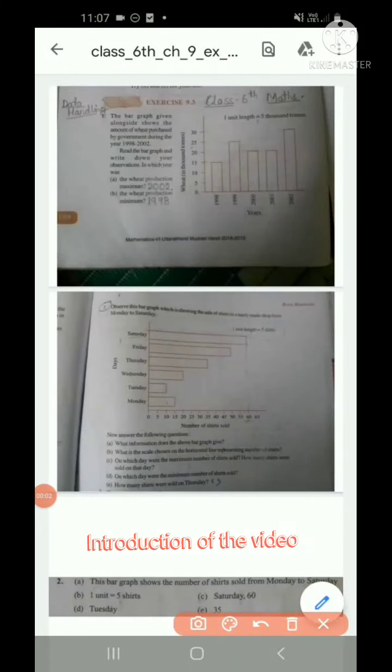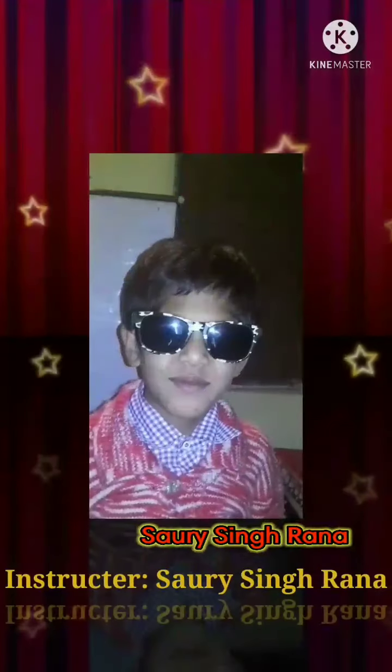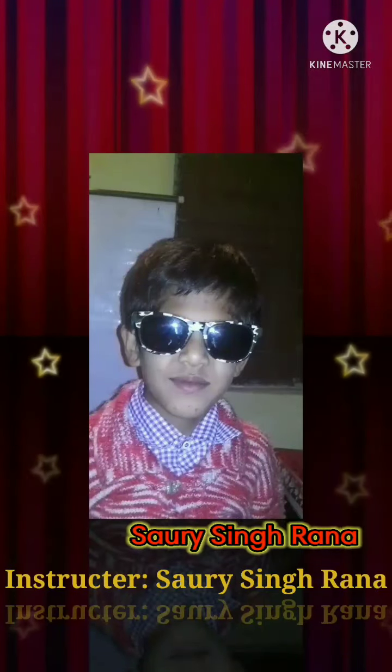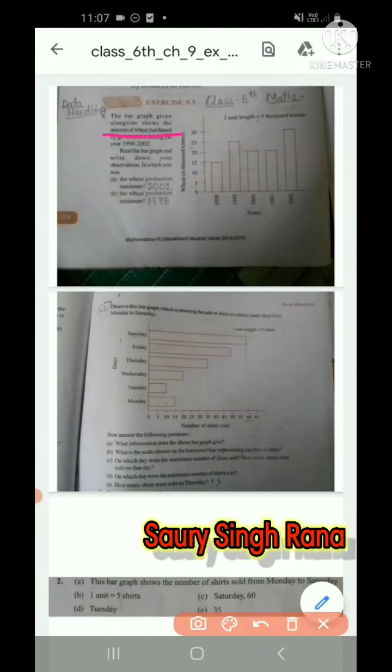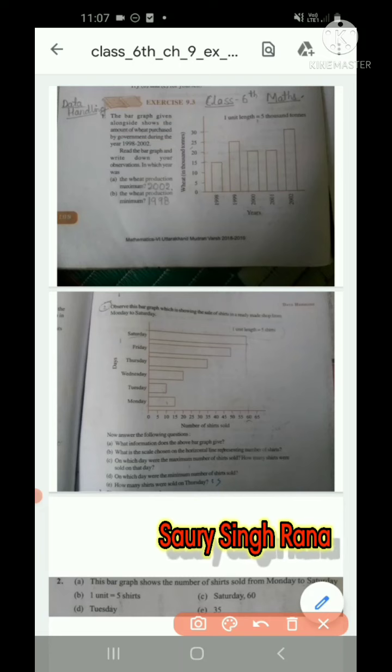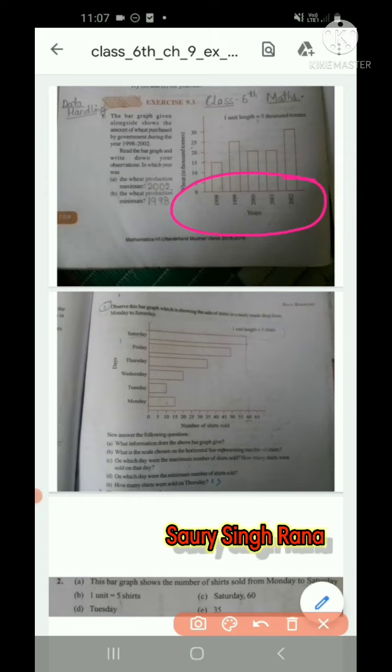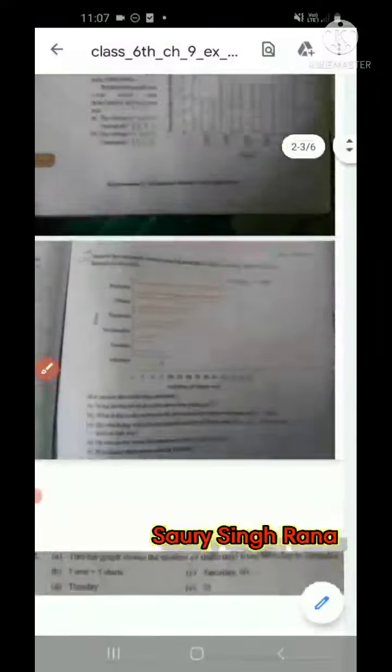Hello y'all, today we are going to do class 6th mathematics chapter 9 data handling exercise 9.3 question 1, question 2 and question 3. So let us start. Question 1 says the bar graph given shows the amount of wheat purchased by government during the year 1998 to 2002. This is the graph. Let me enlarge it.